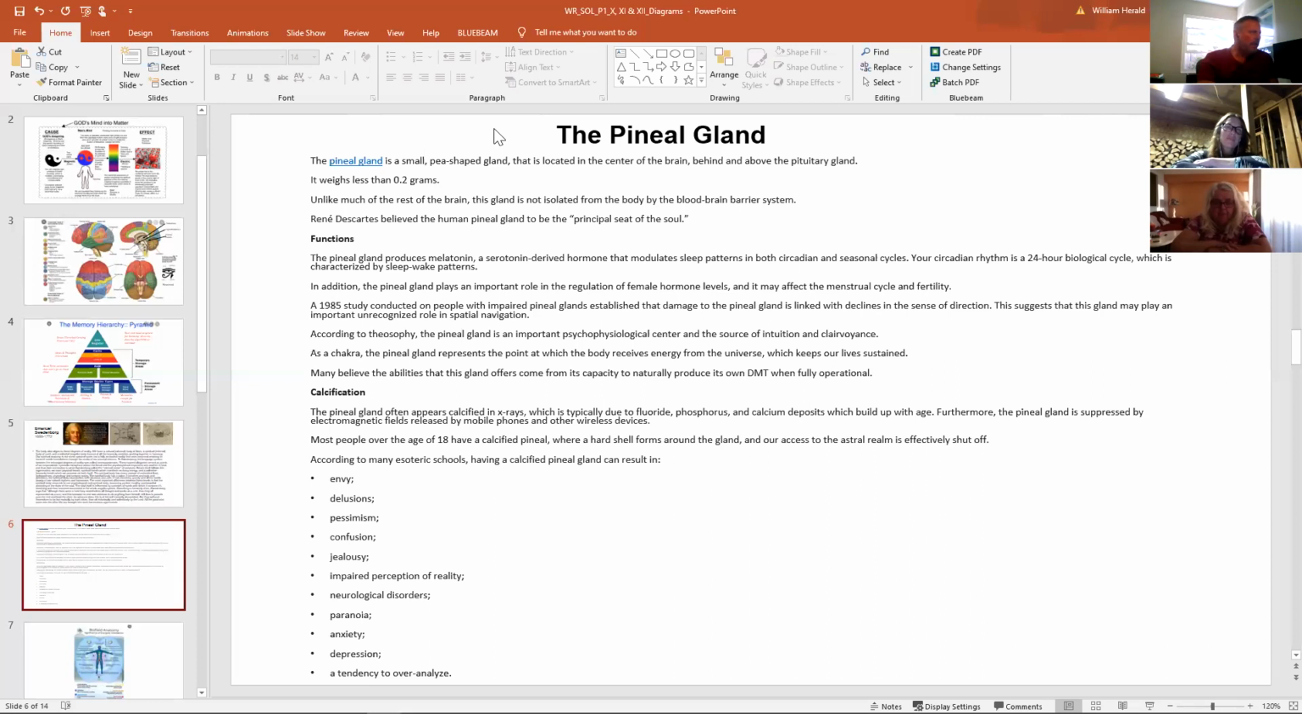As we talk a little bit more, as a chakra, the pineal gland represents the point at which the body receives energy from the universe, which keeps our lives sustained. And that's another point that Russell made, that our body is not us, it is not life. That life is the spirit. Once the spirit is removed, the body is dead.